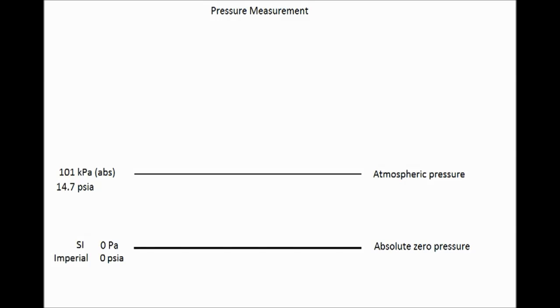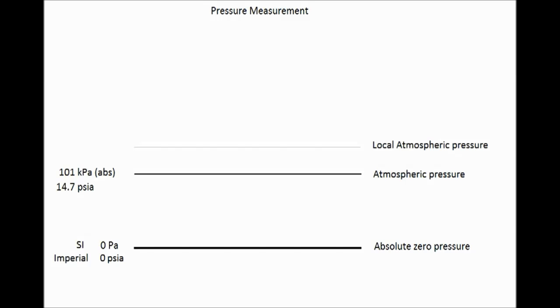The atmospheric pressure scale would have the units of measurement being 101 kilopascals absolute, and the imperial would be 14.7 pounds per square inch absolute. If you took a 1 inch by 1 inch square tube from sea level to the top of our atmosphere, it would weigh approximately 14.7 pounds.